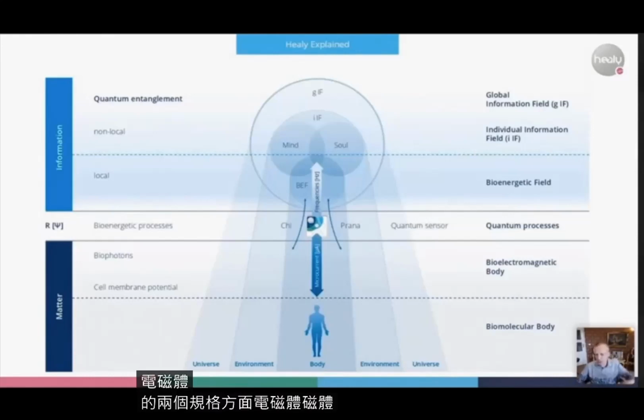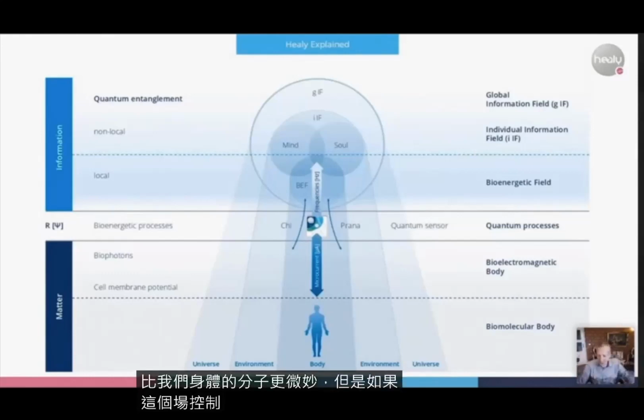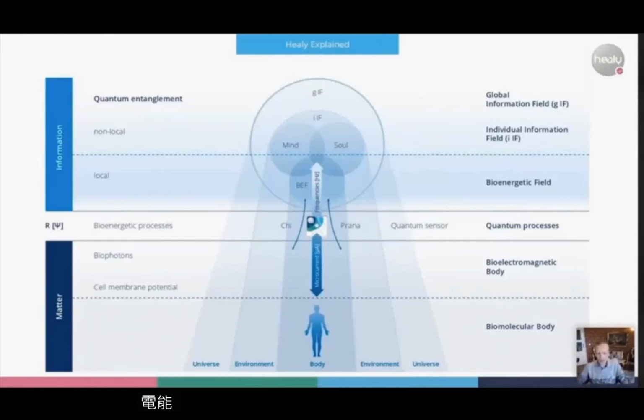The electromagnetic body is a field which permeates our whole body. It's more subtle than the molecules of our body, but these fields are controlling our body. So it's electrical fields and electrical energy on the lower side, and on the upper side, it's quantum fields of light or quantum electromagnetic fields. This is what we call the biophotons. So all of this together makes up the way we visualize matter here. It's a molecular aspect of our body, and this is the electromagnetic aspect, which has an electrical aspect and a very subtle aspect of biophotons.